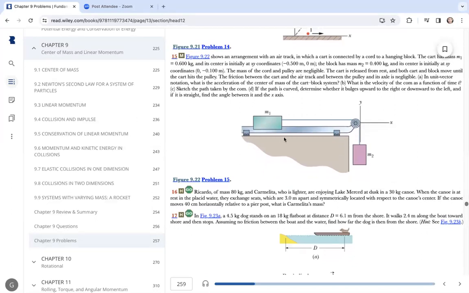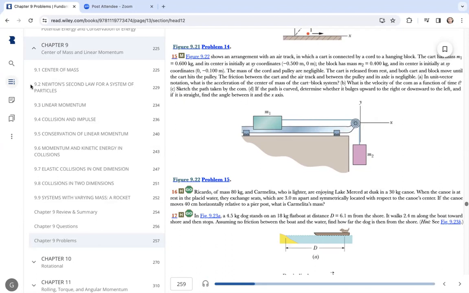So you should be able to figure out the acceleration of this system. We've done this type of calculation many times. Now, what we're asked then is to find the unit vector notation of the acceleration of the center of mass. So up until now, we haven't had to find the velocity or acceleration of the center of mass. We've just been looking at the positions.